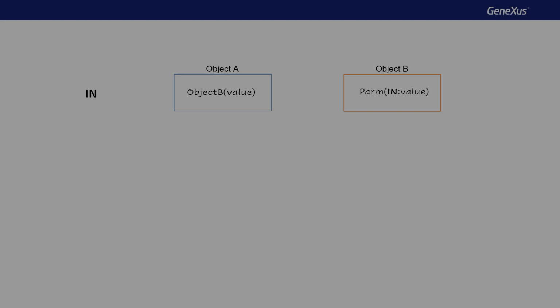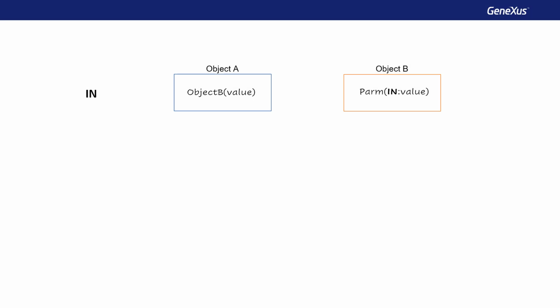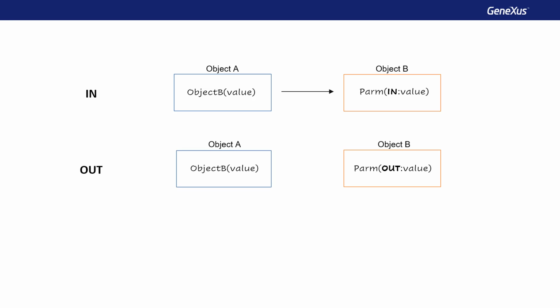The in operator indicates that the parameter is an input parameter. In other words, the parameter comes with a value, and that value cannot be changed. Parameters without operator are output parameters. They don't bring any values, and after the called object is executed, the output parameter will contain the resulting value that will be returned to the calling object.